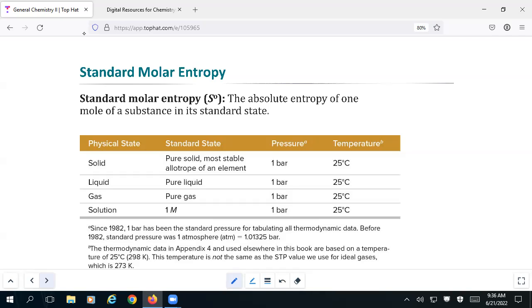And standard states include these three that you know, solid, liquid, gas, but we're also going to throw into there the one molar solution. One molar solution is going to become a relevant measurement because, well, lots of things are solutions and they have entropy values with them as well.